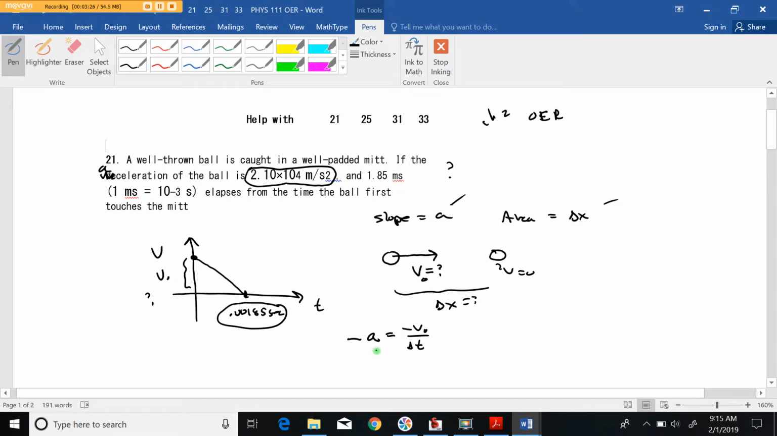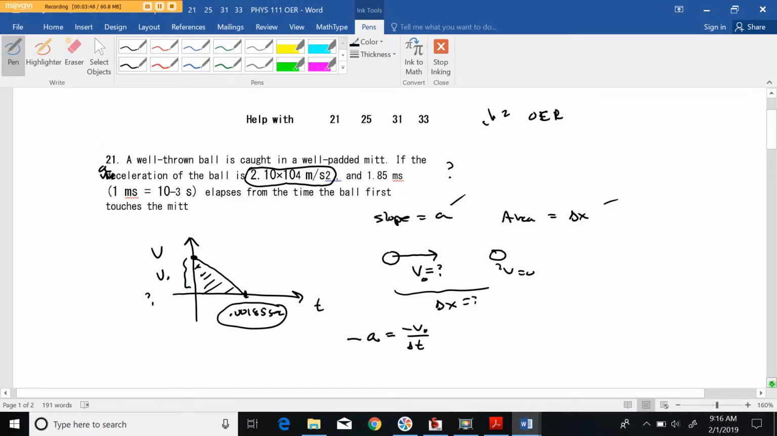So this equation right here has only one unknown. The acceleration is a known value, the delta t is a known value. That's going to allow you to get this. And I'm sure it probably says something about a distance. If it does, that's equal to that area right there. So that's going to be 1/2 base times height. That should be enough to answer that question.